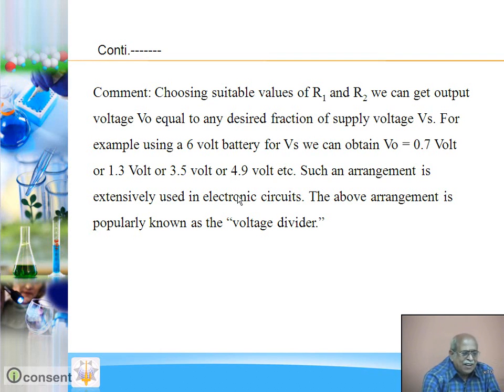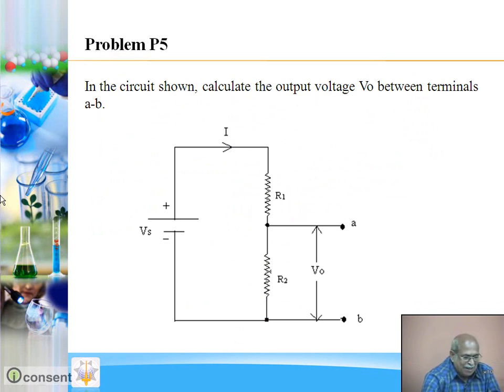This type of arrangement is extensively used in electronic circuits. In electronic circuits, so many times you will find the arrangement that was shown here. This arrangement of resistances R1 and R2 divides supply voltage by any fraction and gives expected output voltage. So this type of arrangement is very popularly known as voltage divider. This is called voltage divider circuit. Very, very extensively used in electronic circuits.